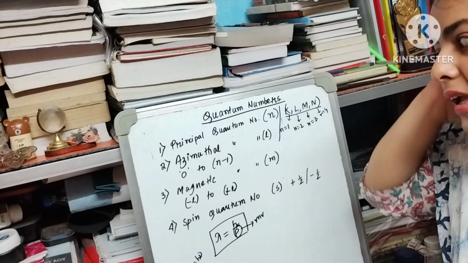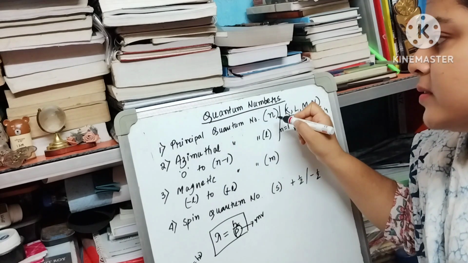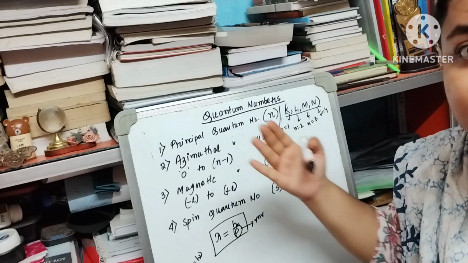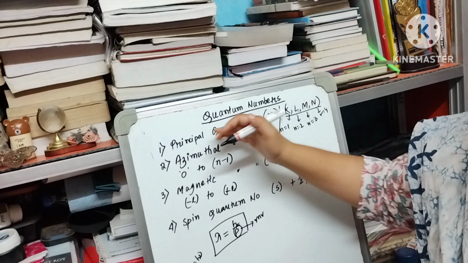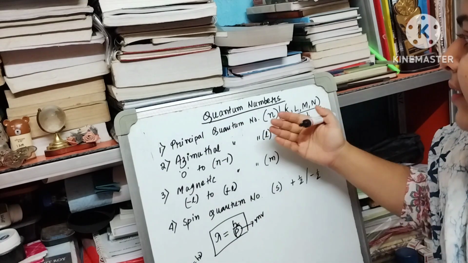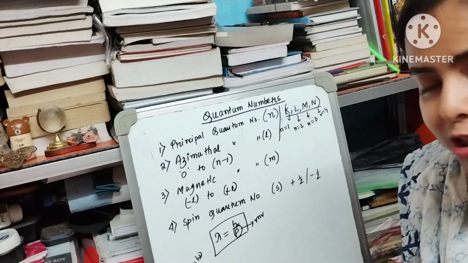Now if we compare the principal quantum number with our address, the principal quantum number tells us about the locality where we live. So it tells which shell the electrons are actually in.